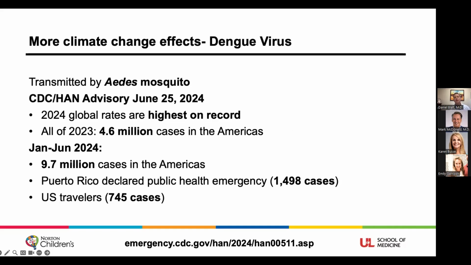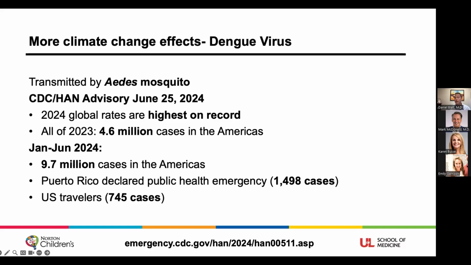So let's talk about another disease expansion due to climate change. The CDC issued a Health Alert Network health advisory regarding increased risk of dengue virus infections in the United States in 2024. This year, global rates of dengue virus are the highest on record. In 2023, there were 4.6 million cases in the countries in the Americas. But just from January through June of this year, there are 9.7 million cases in the Americas.